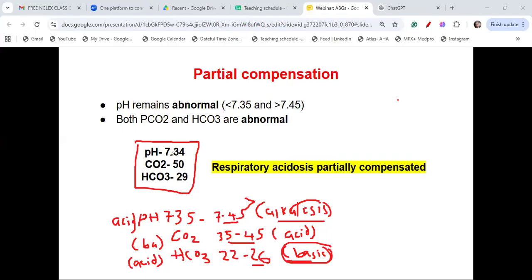So pH 7.34. 7.34 is less than 7.35. So it is acidic. So we'll finalize with the word acidosis.